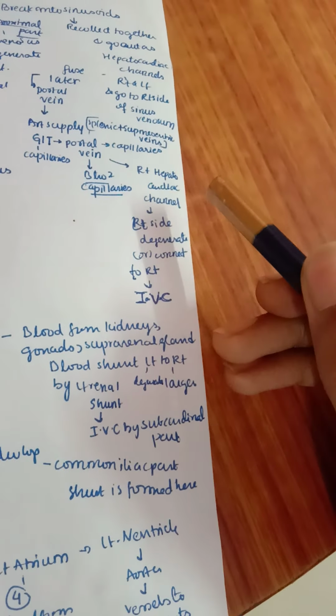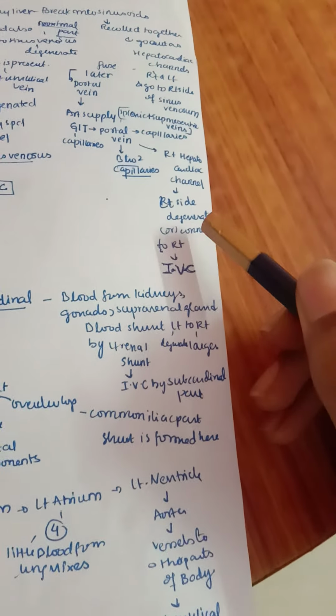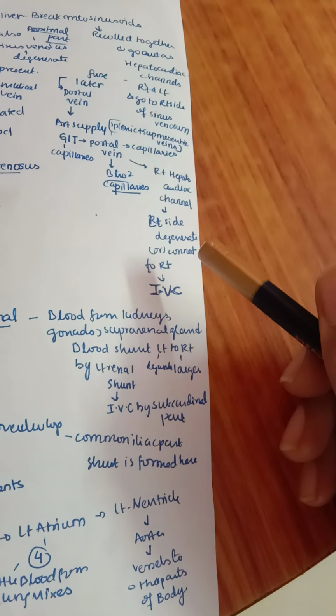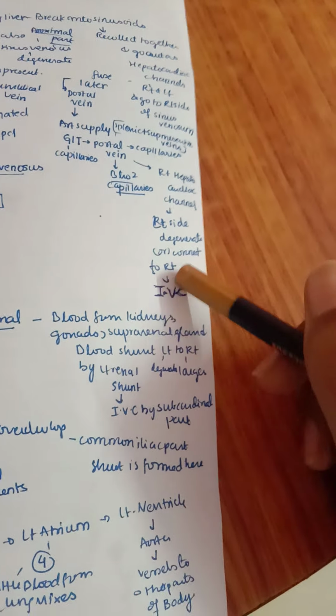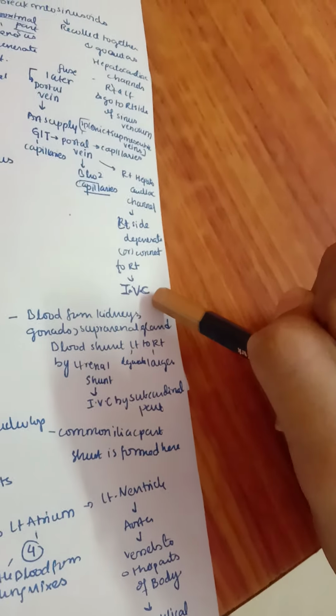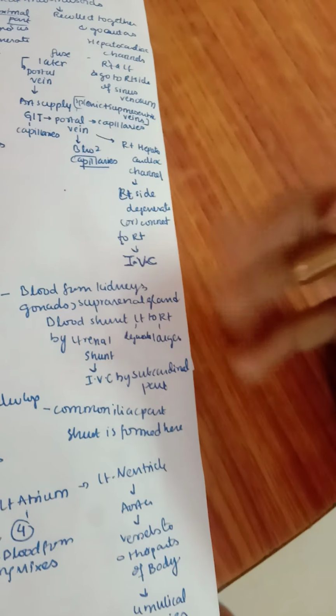So next, it opens into the right hepatocardiac channel, and the left side degenerates or connects to the right side, and finally forms the inferior vena cava. So this is how the inferior vena cava is formed, mainly from the vitelline veins.